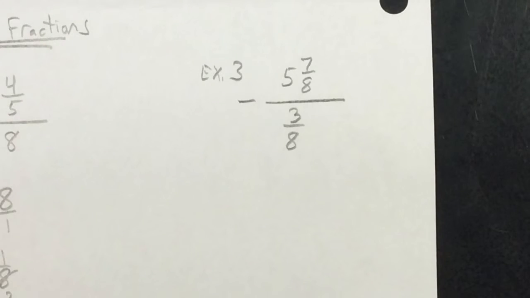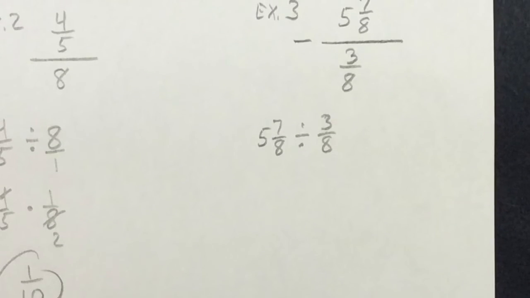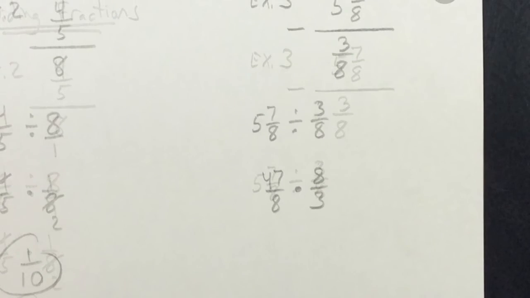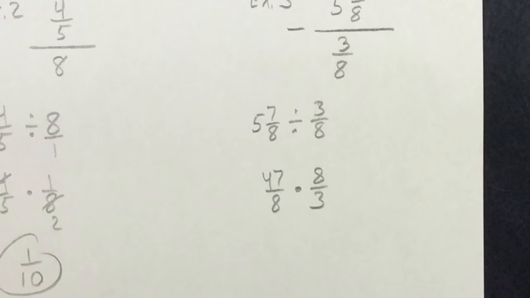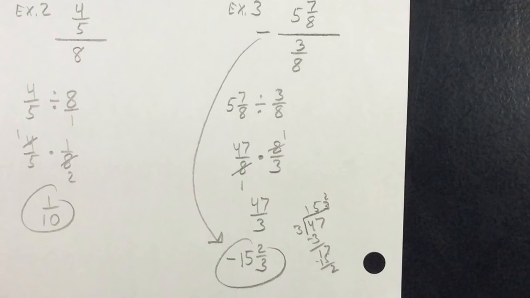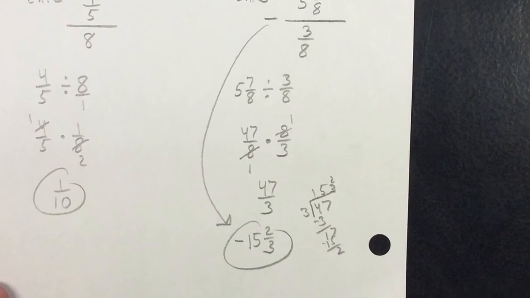In our final example, the negative sign, we just ignore that to start. We set the problem up as a division. We need to change the mixed number to an improper fraction and then multiply by the reciprocal of 3/8, which is 8/3. Simplify before you multiply, and then make sure your answer is simplified. We'll write this one as a mixed number.